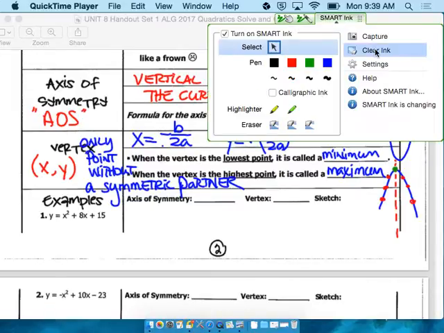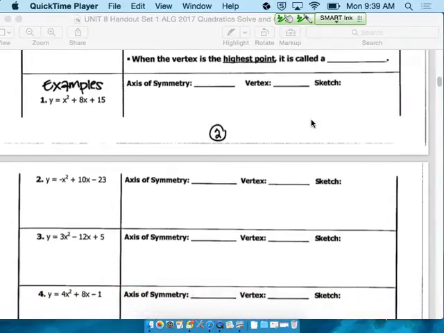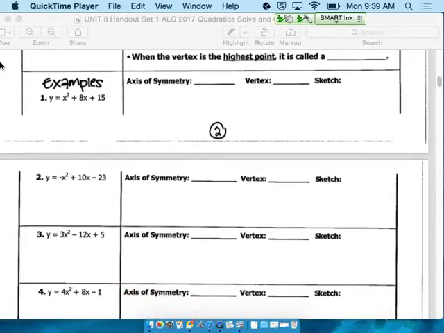Okay, let's go ahead and do a few examples so that you understand what you're asked to do just to get started. In example number 1, we're just asked to find the axis of symmetry and the vertex. So let's identify A, B, and C. A is 1, B is 8, and C is positive 15.